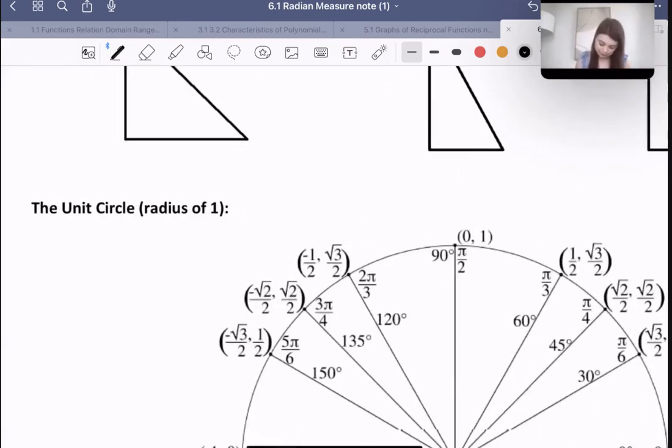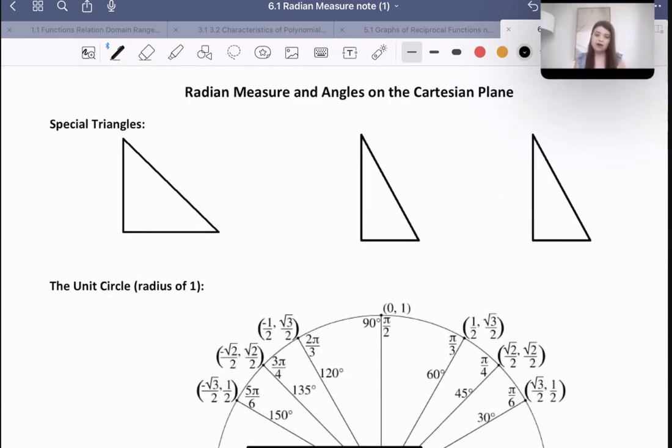So, here we have our special triangles. Instead of 45, 45, 90, this is now pi over 4. Sorry, not pi over 2, pi over 4, pi over 4, pi over 2. And these are 1, 1, root 2. So this is our first special triangle.